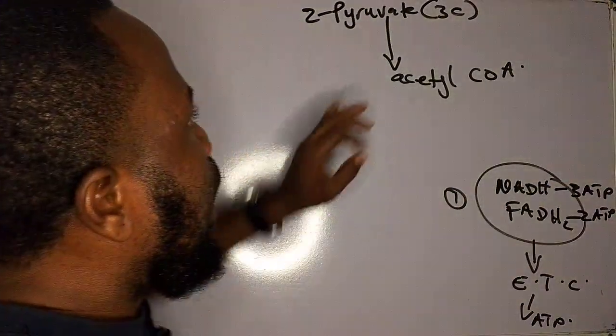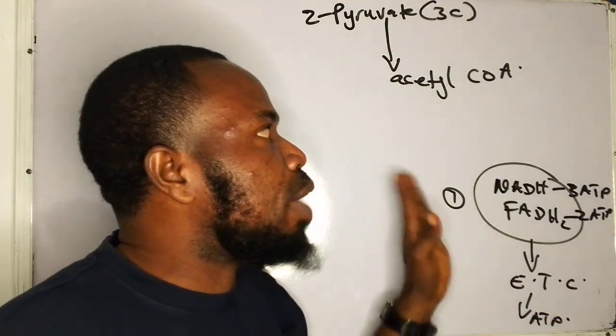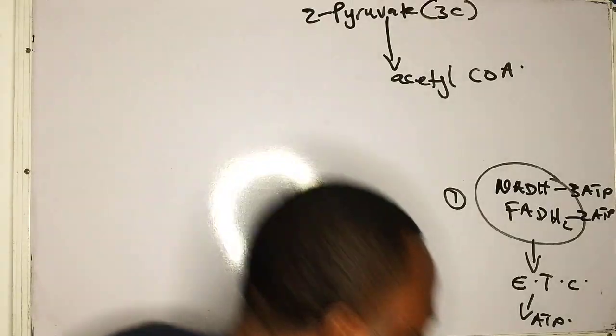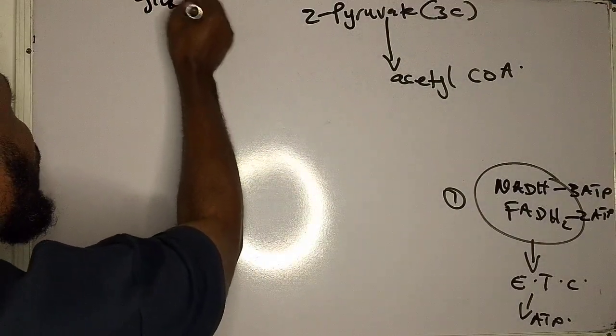Now, another thing I must bring out if I look at the TCA cycle, because the major aim now is to look at the TCA cycle. Remember that we stated something earlier on, that the glucose, so what?